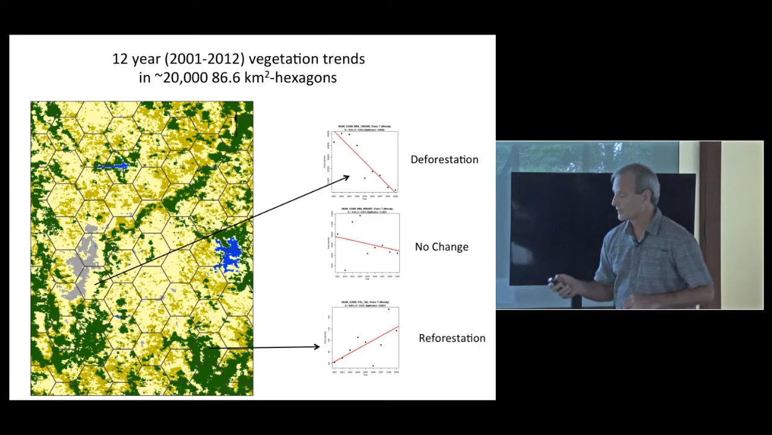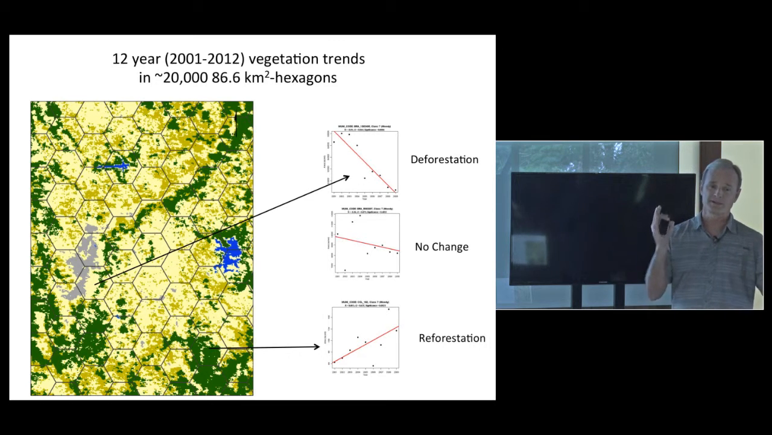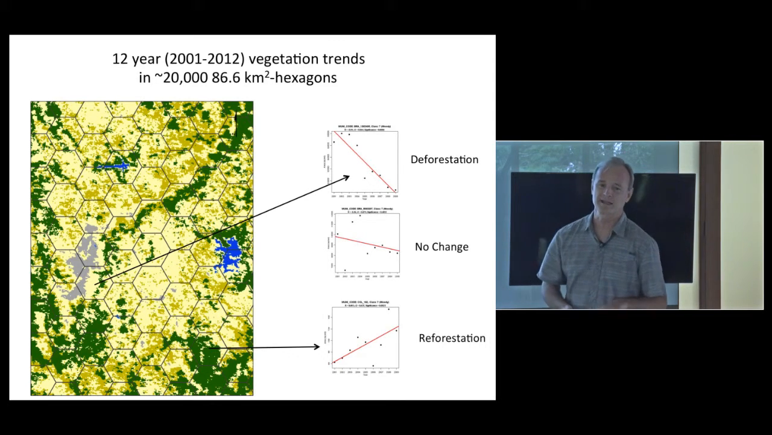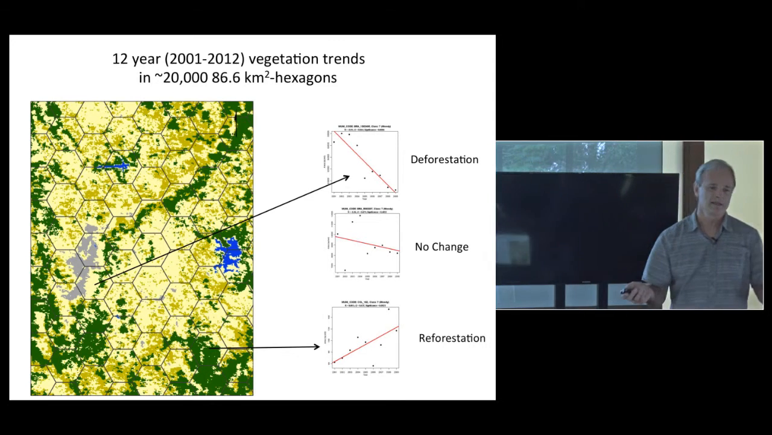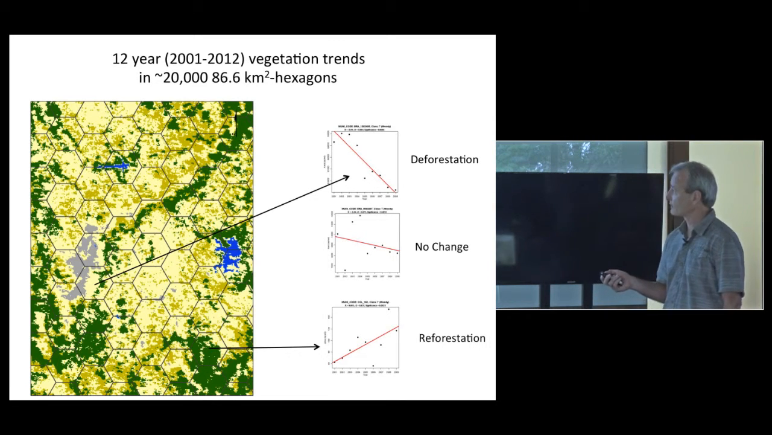Unfortunately, most of the data I'm going to show is not for this 12-year period. It's for 10 years. I was a little too optimistic in how far we would get with the analysis, but it's the same process and hopefully roughly the same patterns.